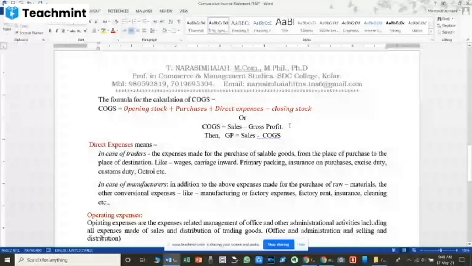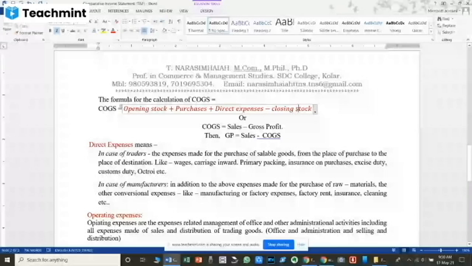So the major components which we are going to present in the trading account are opening stock, purchases, direct expenses, closing stock and sales. Closing stock and sales are to be presented on the credit side, and the balancing figure will be the gross profit. So all the items presented in the trading account are to be taken into consideration for the calculation of cost of goods sold. All the components are divided into two kinds: some items are taken in the direct formula and some other items are taken in the indirect formula. Direct formula is, once again, observe here, opening stock plus purchases plus direct expenses minus closing stock. In the indirect formula, the remaining components of the trading account, that is sales minus gross profit.